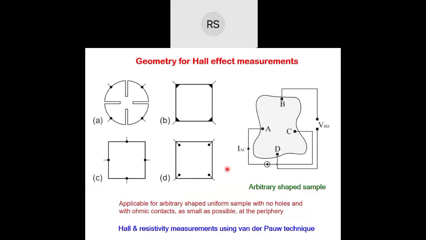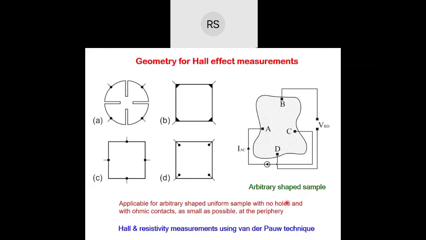These are other contact geometries I am showing you. These are all possible, and this is the generalization of that one, an arbitrarily shaped sample. I think most of you know, this is the van der Pauw technique, for the measurement of resistivity and Hall. If you don't have sophisticated lithography and etching techniques available in your lab, you adopt this simpler geometry, which we call the van der Pauw geometry.